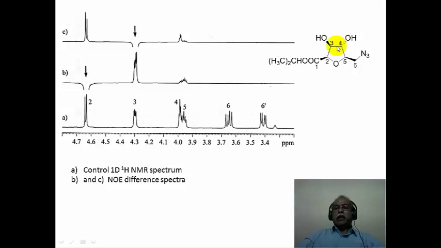So this clearly demonstrates the relative stereochemistry of this molecule to be 2 and 3 being cis, 3 and 4 being trans, and 4 and 5 being trans. 2 and 5 as a result is also cis with respect to each other. So the stereochemistry determination of this molecule is essentially done by the difference nuclear Overhauser effect spectrum.